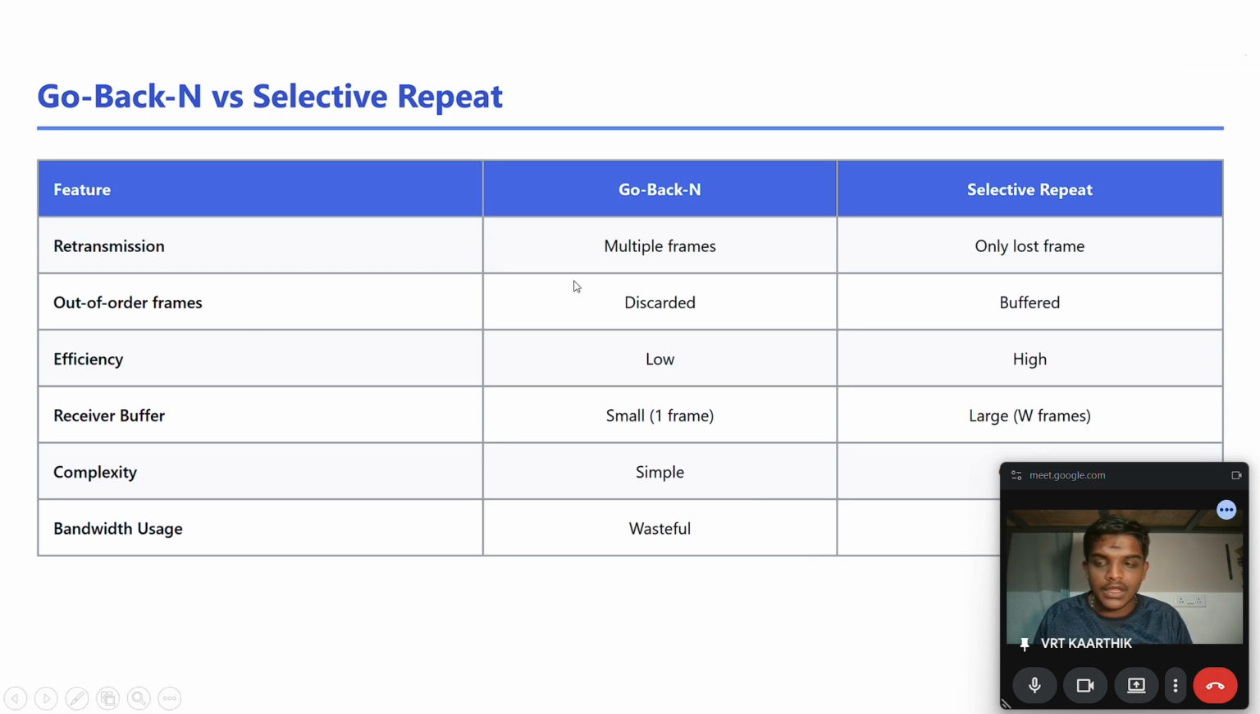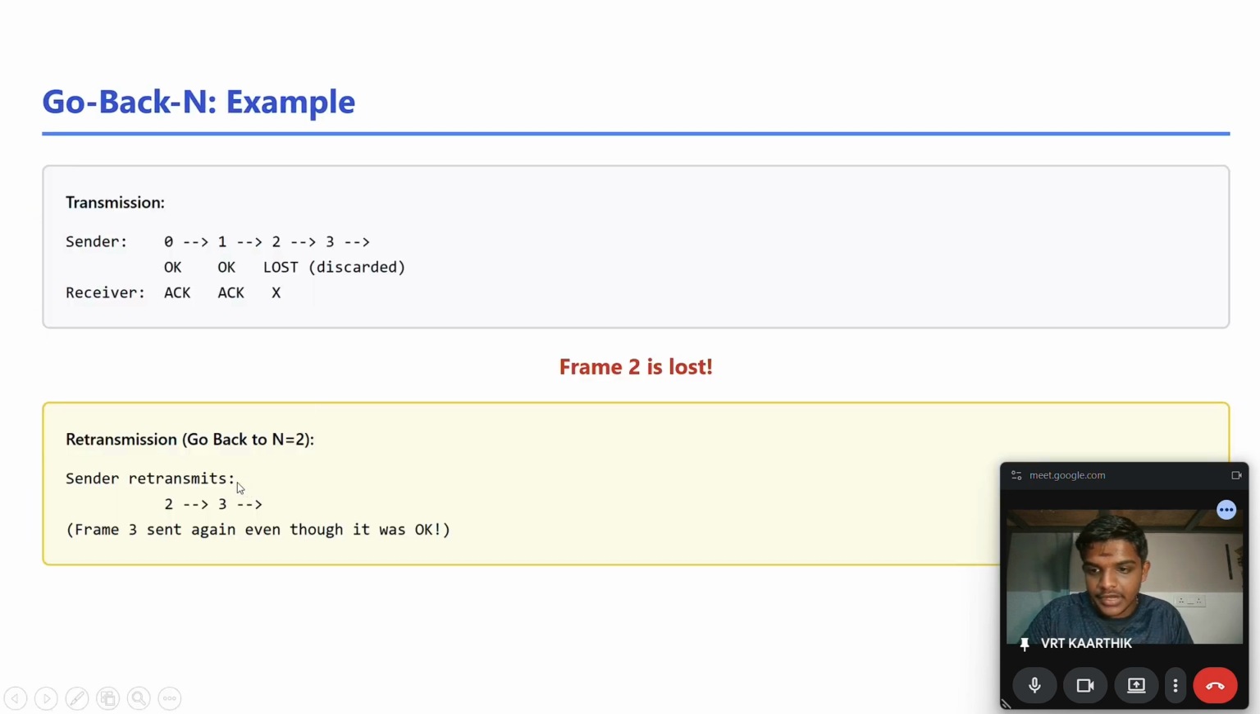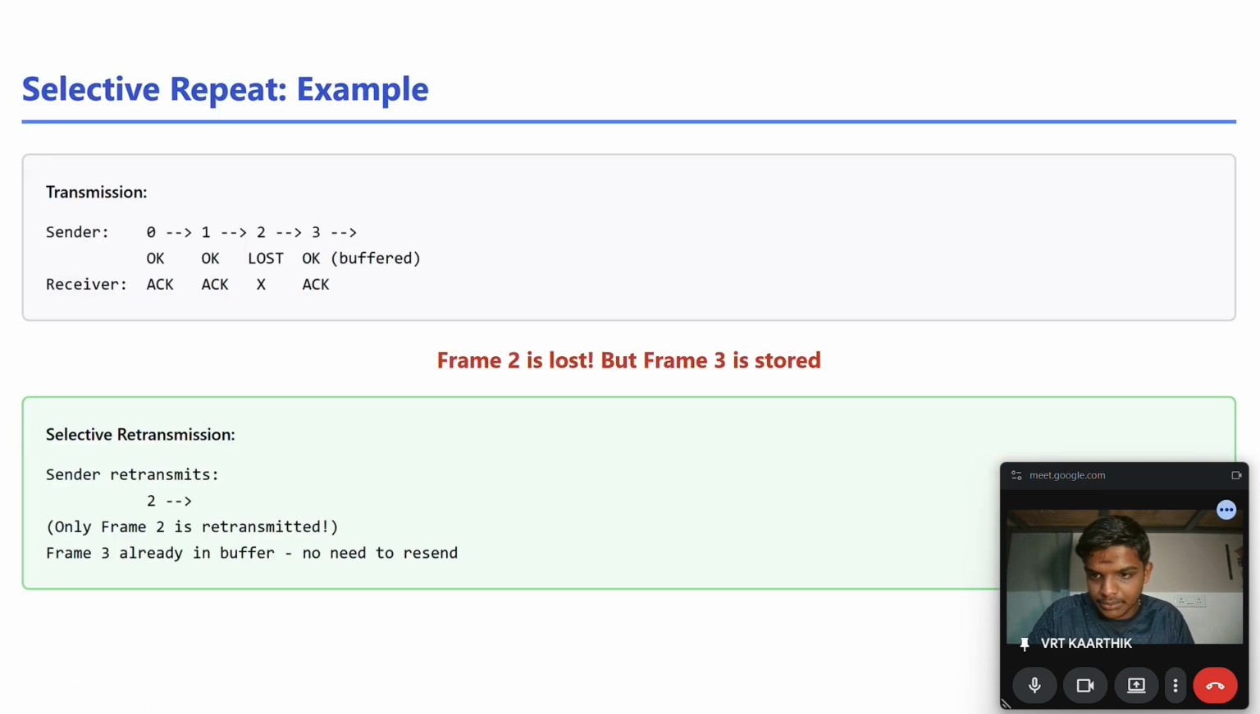At retransmission, Go-Back-N sends multiple frames again. Like if the second frame is lost, from the second frame onwards it retransmits second, third, fourth. But in Selective Repeat protocol, only the lost frame is sent back. Let's go to the example. Here the sender retransmits from the second frame onwards. But in Selective Repeat protocol, it only transmits the second frame.